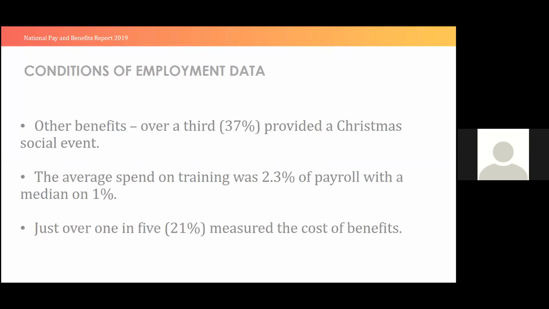In terms of other benefits, around 1/3 provided a Christmas social event, and the average spend on training was 2.3% of payroll, with the median on 1%. So again, the median, there were some lower findings in there as well. And just over 1 in 5 measured the cost of benefits.